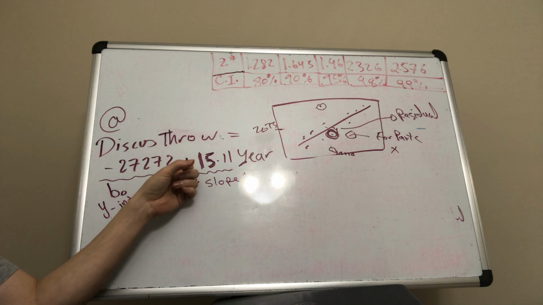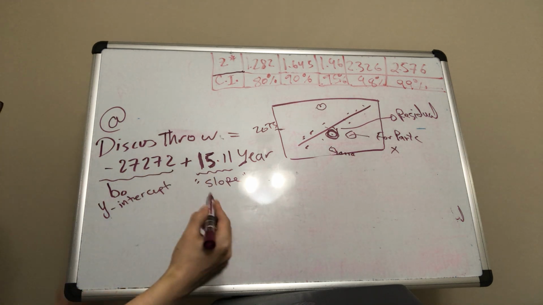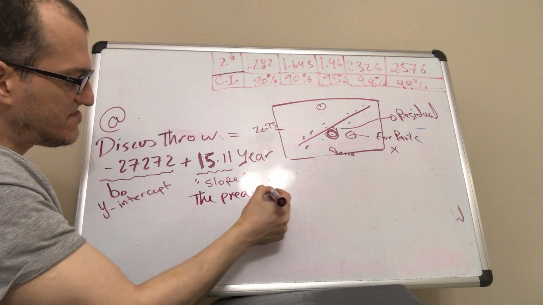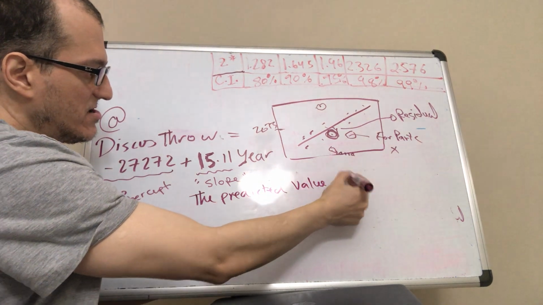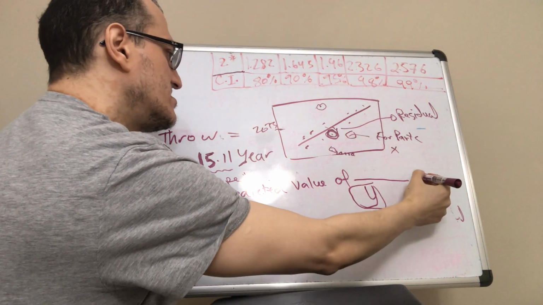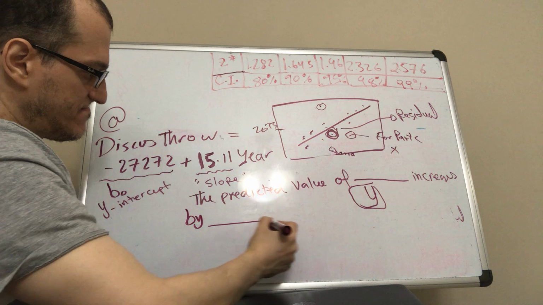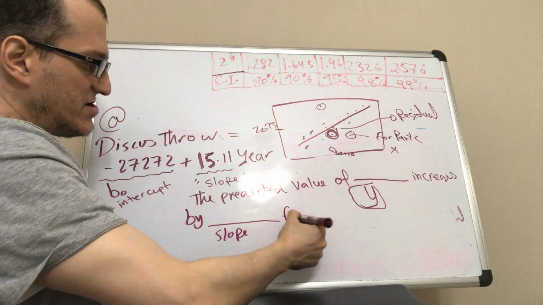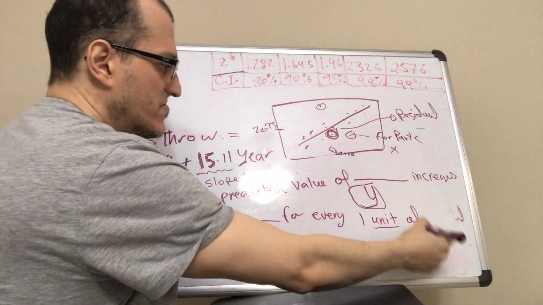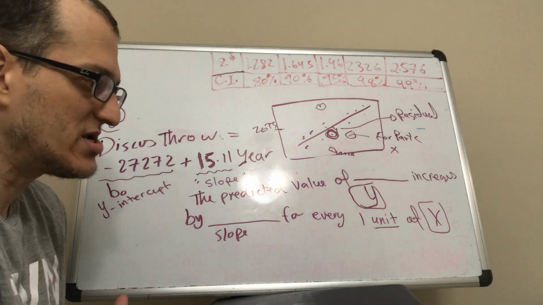First of all, you need to know slope could be positive or negative. In this case, your slope is positive. The meaning of the slope is standard. You need to say the predicted value of y increases by the slope for every 1 unit of x. This is the standard way of explaining what a slope is.